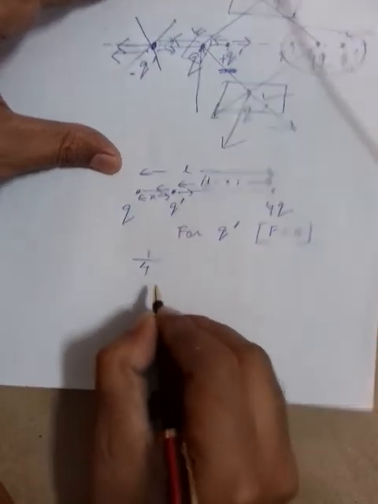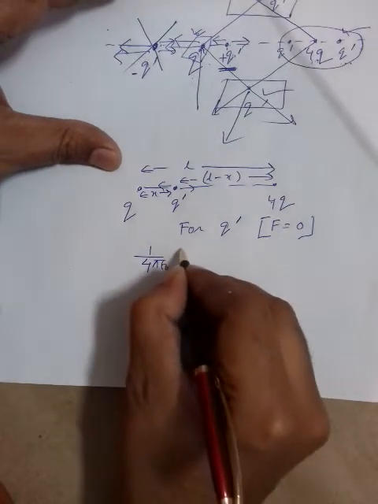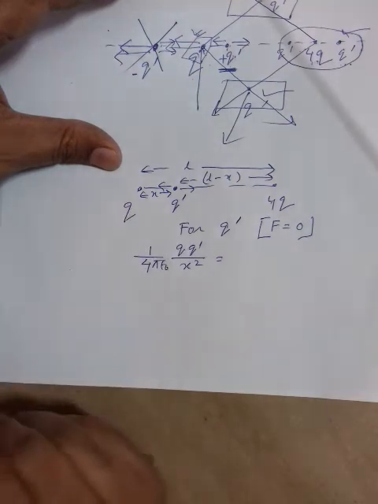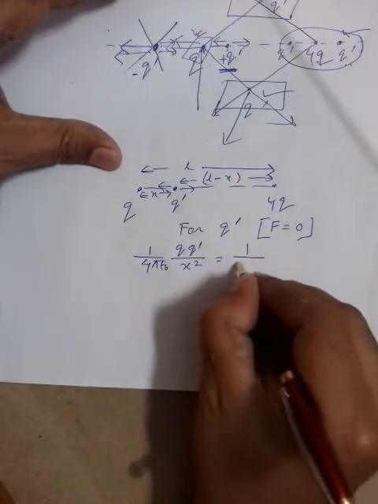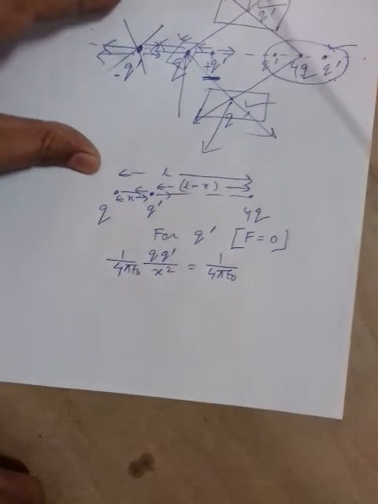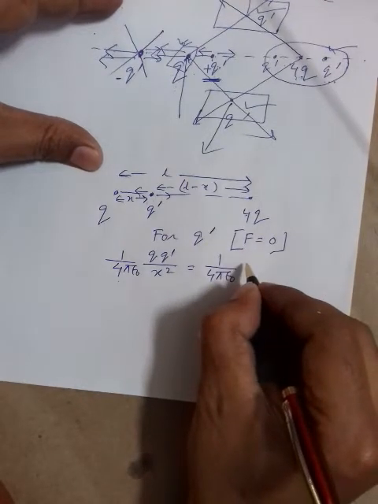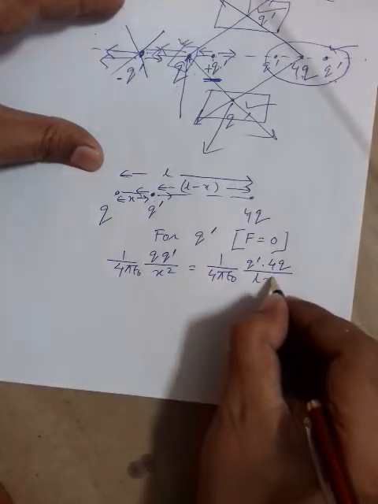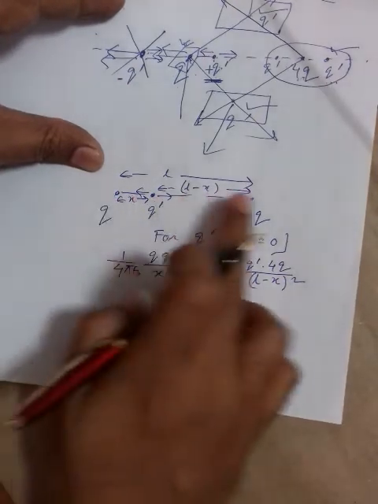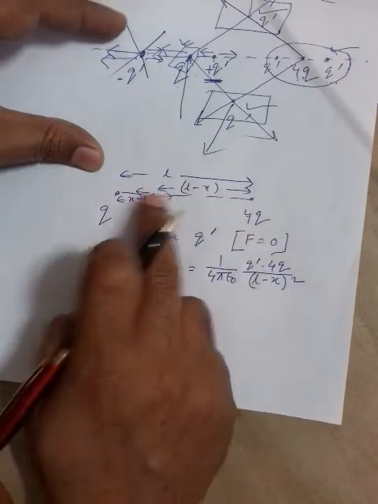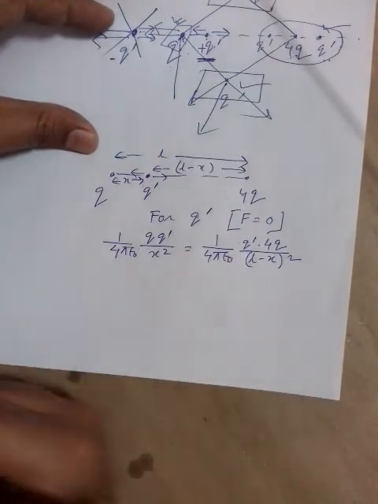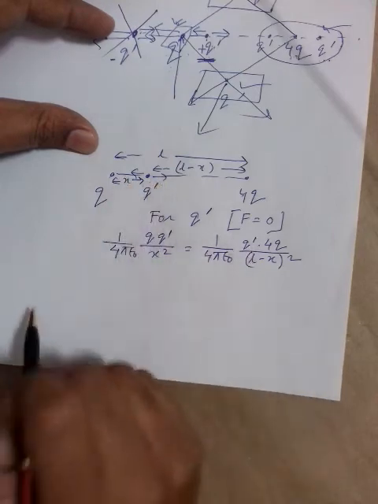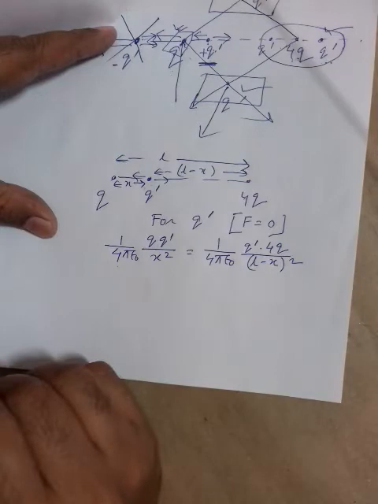So it is 1 by 4 pi epsilon naught, q into q dash by x square. I am writing the force between q dash and q. Distance is x. From the other side I am writing 1 by 4 pi epsilon naught, for these two charges, q dash multiplied by 4q, divided by L minus x whole square. Total distance was L, this part is x, so the remaining part is L minus x. Now 1 by 4 pi epsilon naught from both sides cancels. Why am I making them equal? Because total force should be 0. They are already in opposite directions, so total force should be 0. Be it positive charge, be it negative charge, anyway the answer is the same.